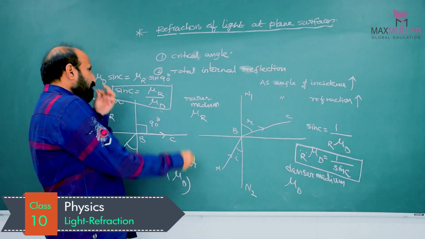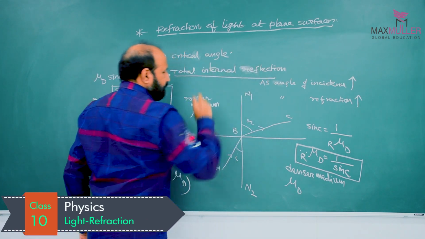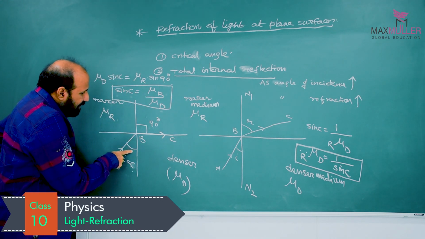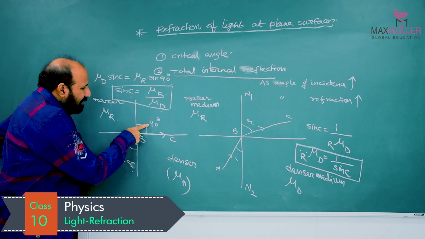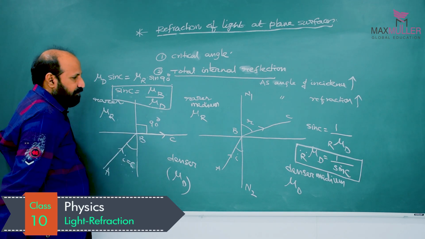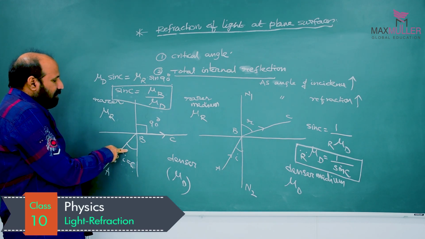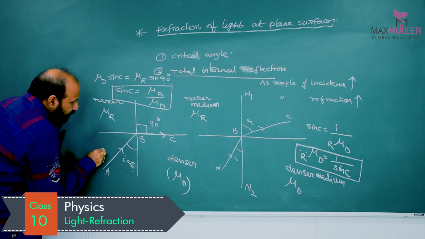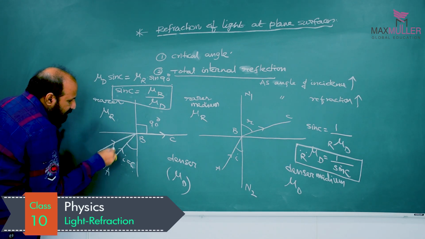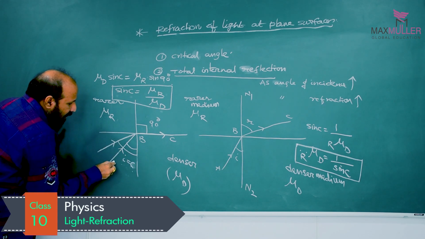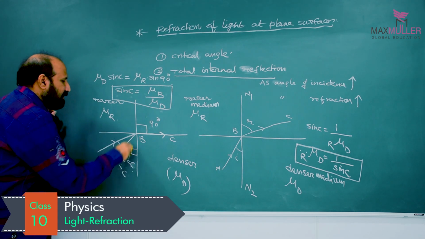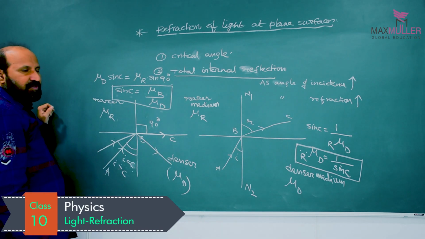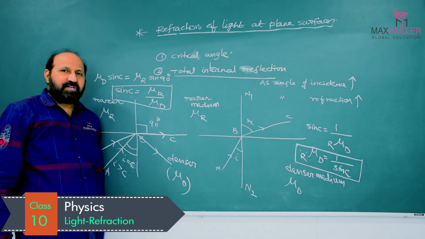Last point, total internal reflection. Now, if the angle of incidence in the denser medium is equal to critical angle, the angle of refraction is 90 degrees. If you increase the angle which is greater than critical angle, suppose this is angle of incidence, I is greater than critical angle, the light will undergo reflection in the same medium. This phenomenon is known as total internal reflection.